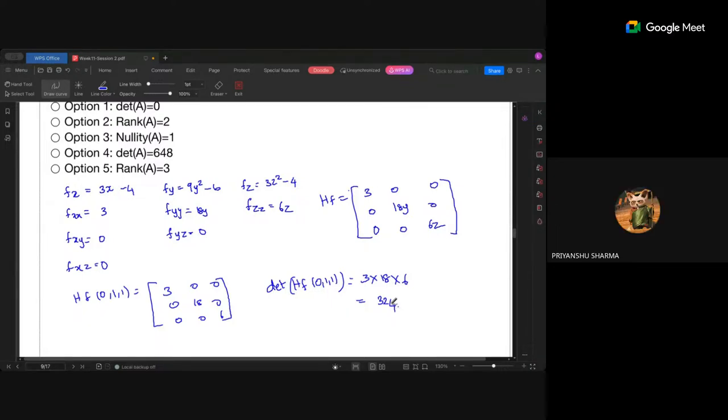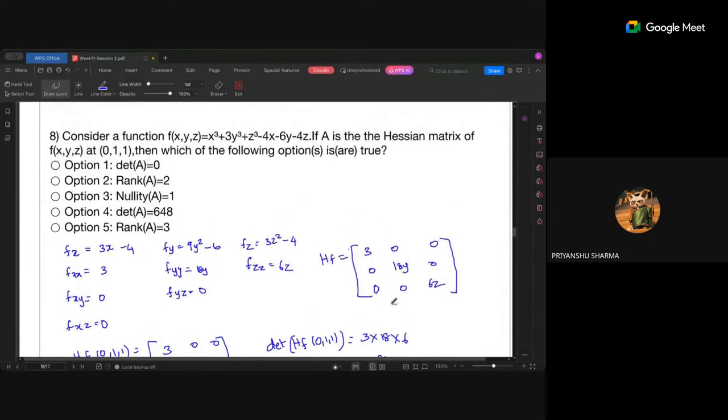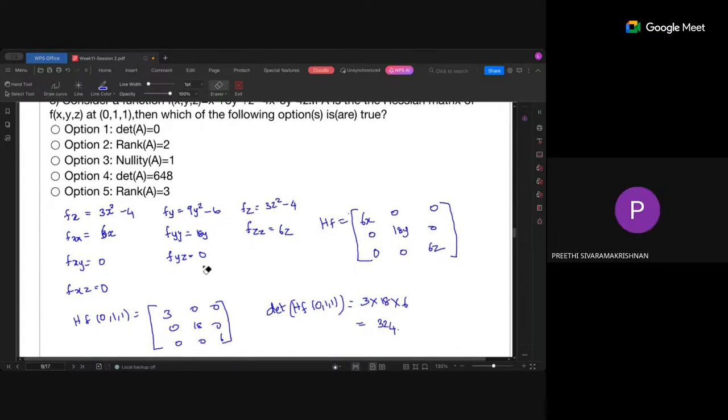324. Ma'am, fx is 3x square, right? I think. Oh yeah, here I missed a square. So here it is 6x. Fxx is 6x. Sorry. So if it is 6x, then at 0 comma 1 comma 1, this value is becoming 0. Sorry. See how one small mistake is affecting the entire answer. So the determinant is zero. So option one is correct.